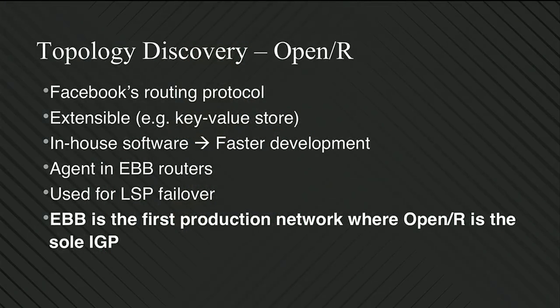For IGP, we use OpenR. OpenR is Facebook's own routing protocol that we announced last year at the Scale conference. It is extensible. For example, it has a distributed key value store that all onboard agents can use to distribute their own information among all agents on the network plus the controller. It's also in-house, so we can get feature and bug fixes much faster than going through a vendor.